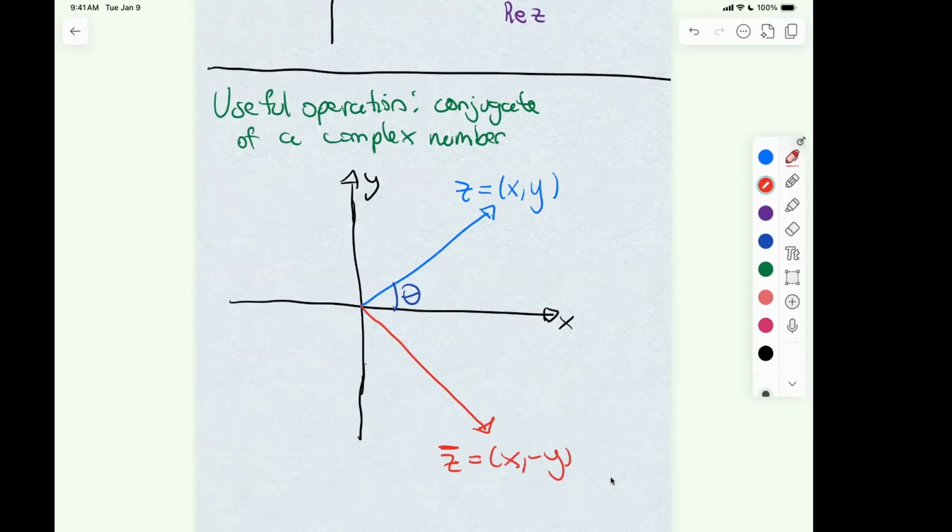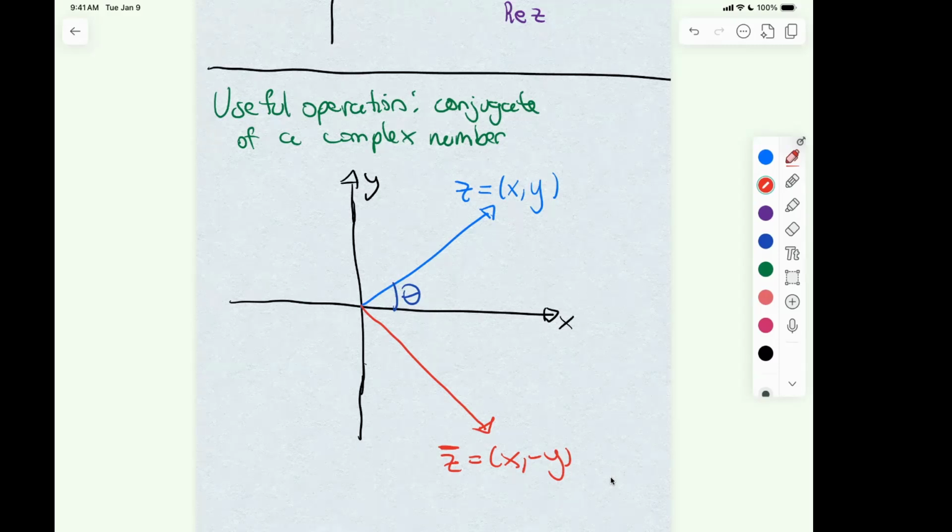Because you're just changing the sign of the y coordinate. The x coordinate remains the same because the mirror is along the x-axis. So you only flip the y coordinate. If it had been negative, the conjugate would have been positive. Positive becomes negative or negative becomes positive for the y coordinate. So that's one way to think about it.